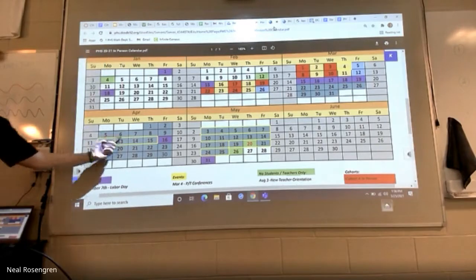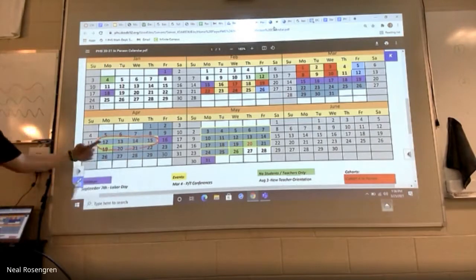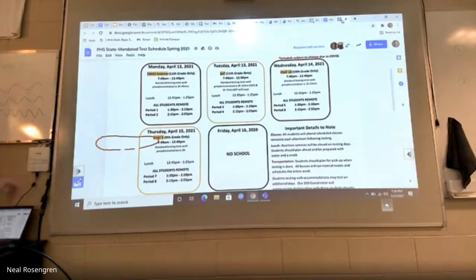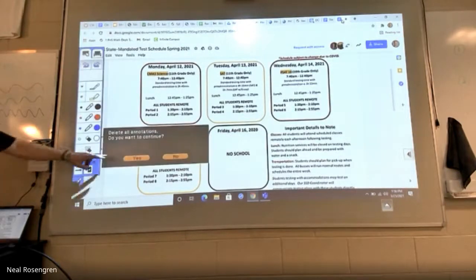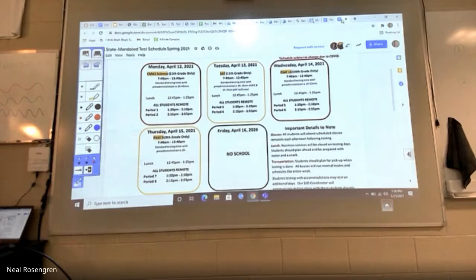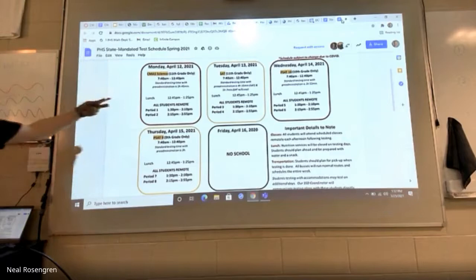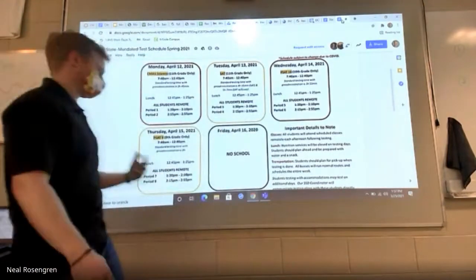This week right here, the week of the 12th, is testing week. State mandated tests. Now, this is tentative. Things are still a little bit up in the air, but plan for this, depending on what grade you're in. Seniors, you have nothing you have to do this week, basically, besides coming to your classes in the afternoon.